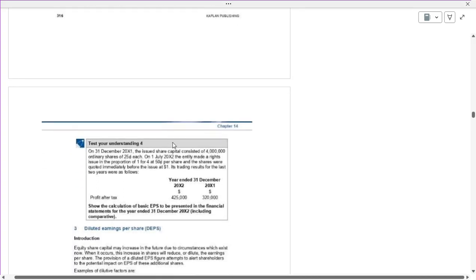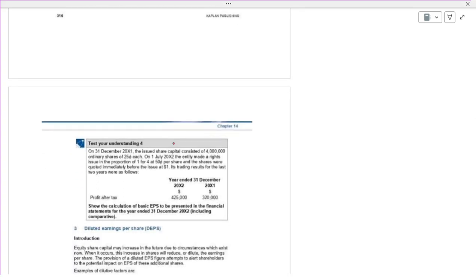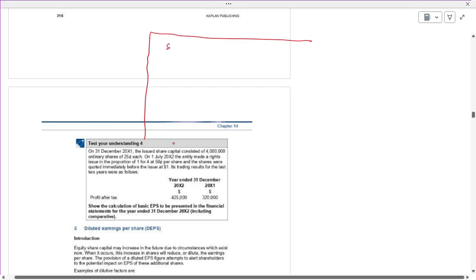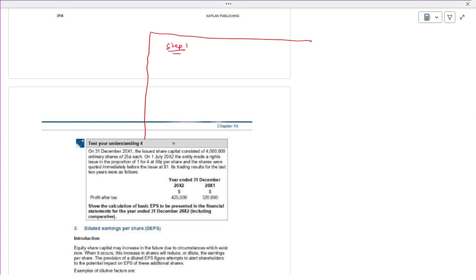They have given one question here for us. Question number 4, we'll start from here. Now, step 1. On 31st December, they issued share capital. The issued share capital consists of 4 million ordinary shares of 25 cents each.